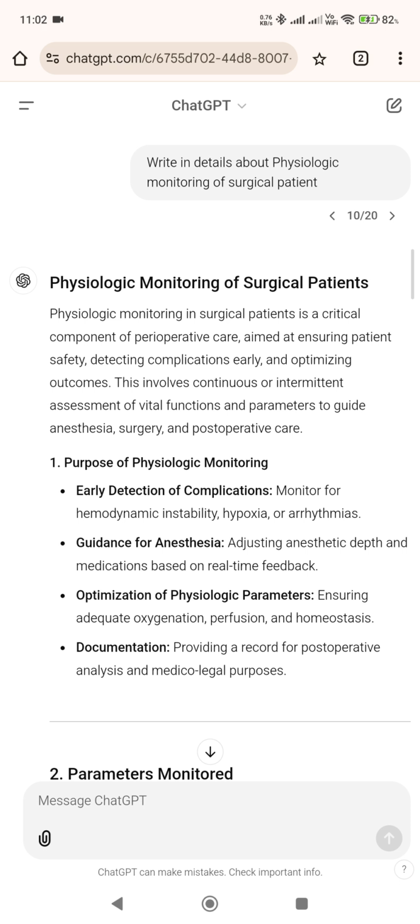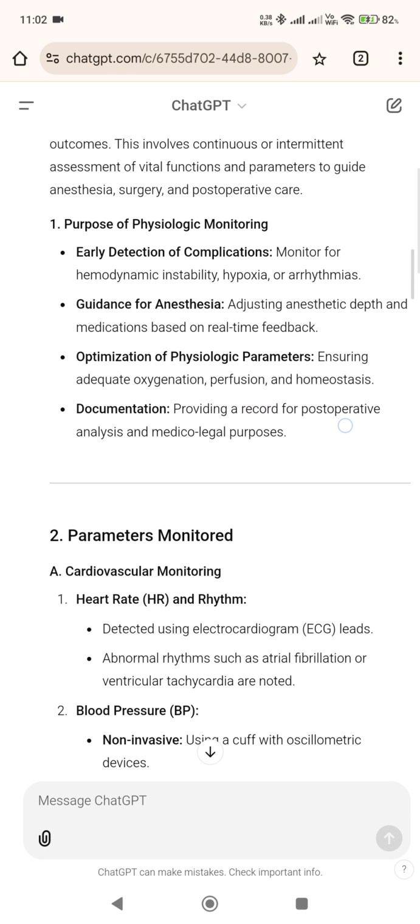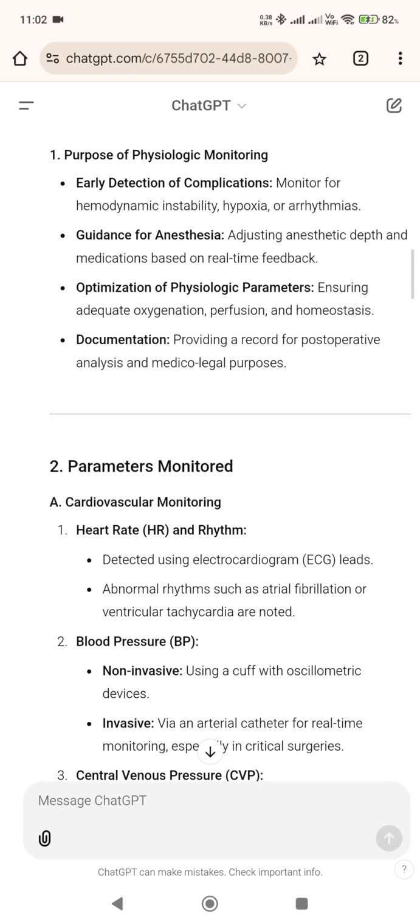Early detection of complications. Monitor for hemodynamic instability, hypoxia, or arrhythmias. Guidance for anesthesia, adjusting anesthetic depth and medications based on real-time feedback. Optimization of physiologic parameters, ensuring adequate oxygenation, perfusion, and homeostasis. Documentation, providing a record for postoperative analysis and medico-legal purposes.